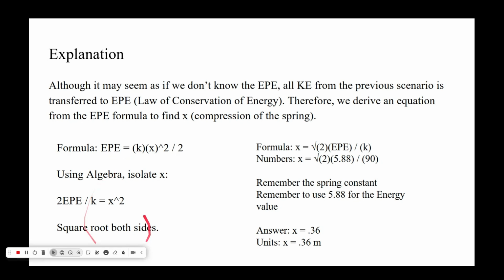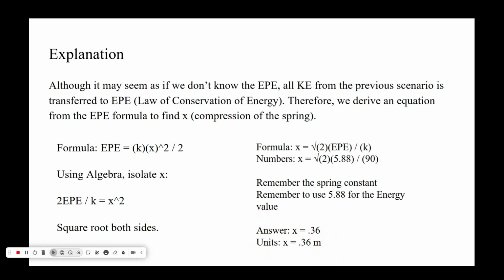We derive our formula, square root both sides to solve for X, and we plug in 2 times 5.88 over 90, which is the spring constant. Do not forget about that spring constant. It is essential in completing this question. So we plug it into the calculator, and we get our answer to be 0.36 meters.